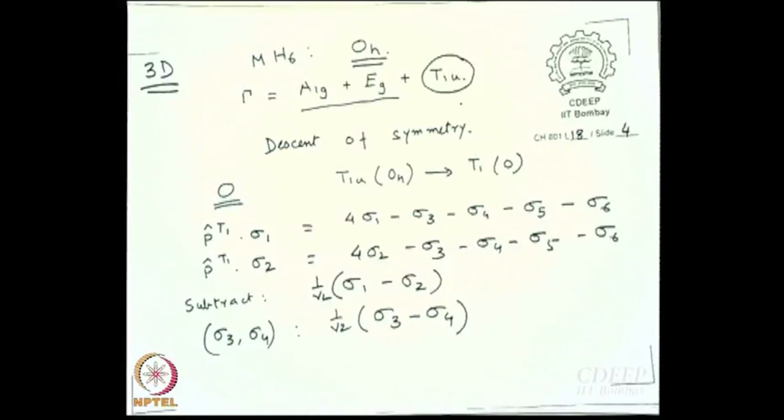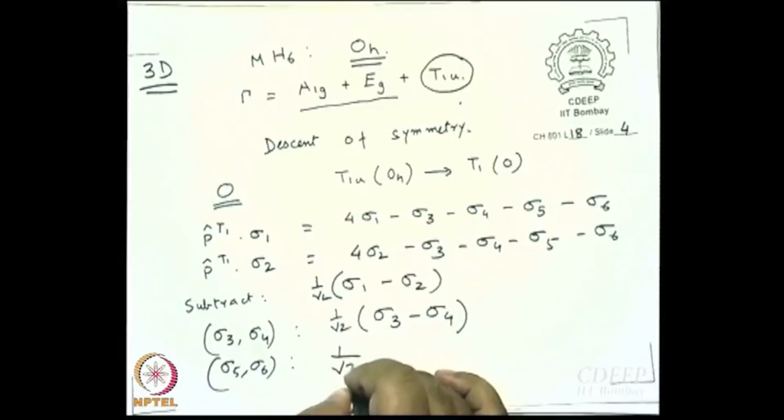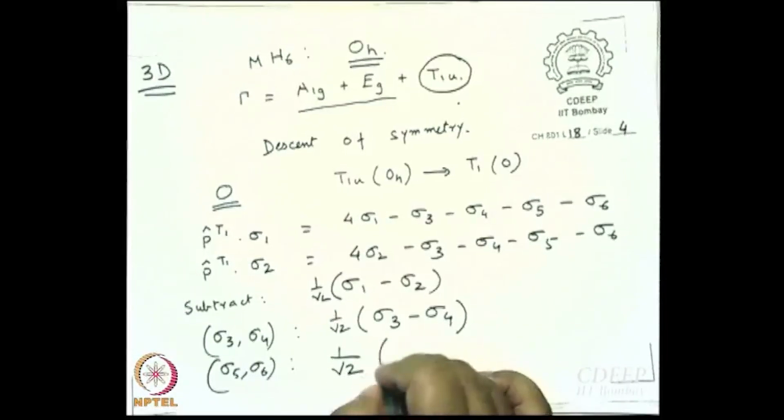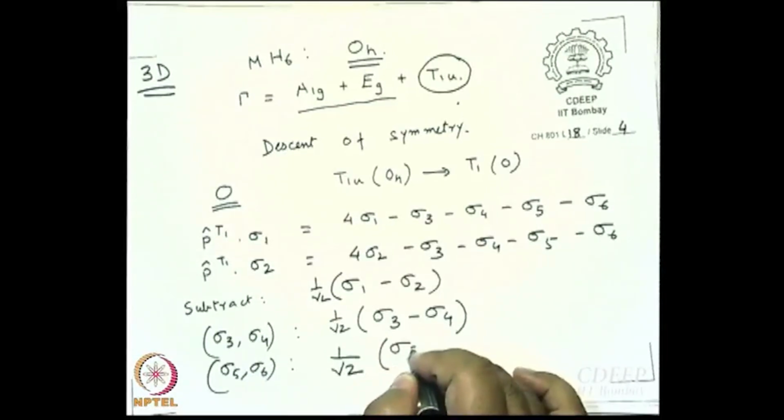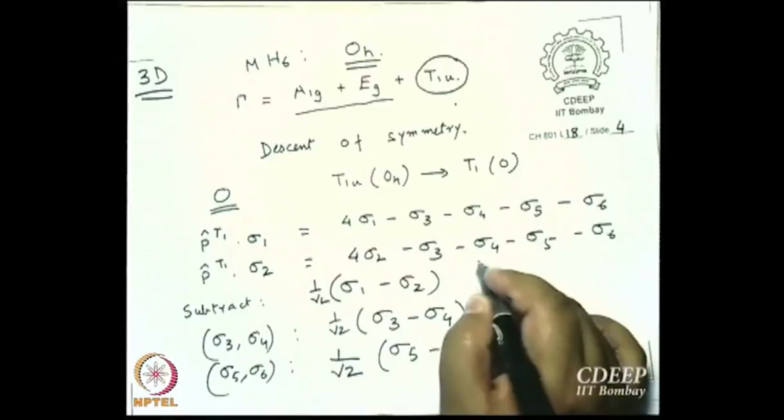What is left? Sigma 5, sigma 6. If you try to do it with sigma 5 and sigma 6, satisfy yourselves, because if I try to work this out, I will definitely dissatisfy you at quarter to 7. You get sigma 5 minus sigma 6.